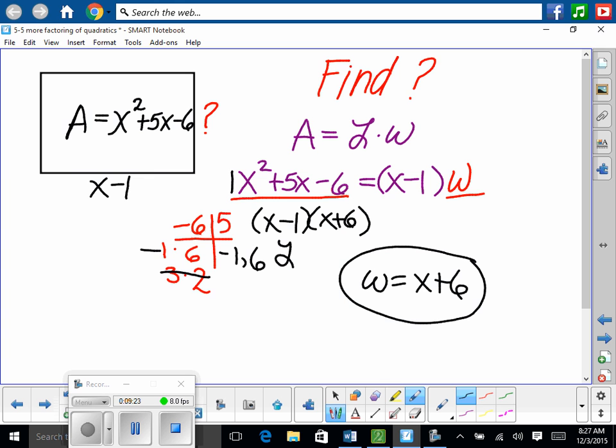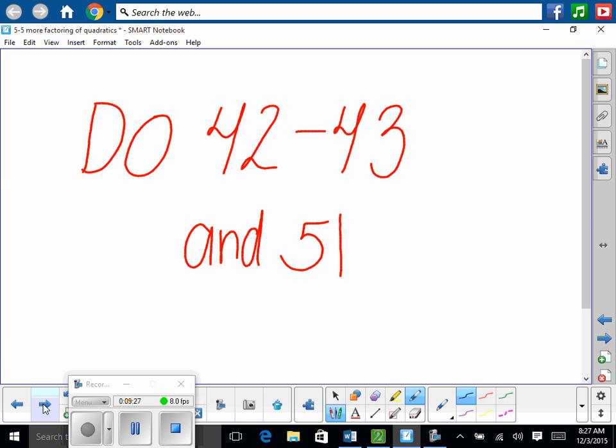Not hard, right? Not too bad. Okay, so I want you to do these problems, 42, 43, and 51. Skip to those. These are required problems. We're going to be kind of skipping around. Just stay with me today so that we can all learn the three paths.